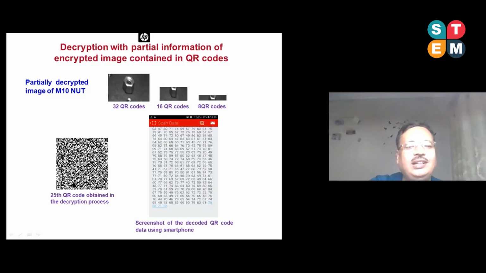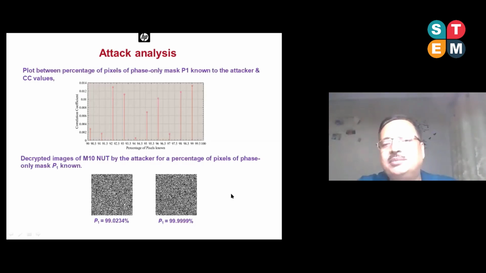And what I am showing here is one of the QR codes out of 64. This is the 25th QR code. So we had created 64, and I'm showing you only one QR code here. So we applied the attack analysis to check whether this is a strong technique or not.